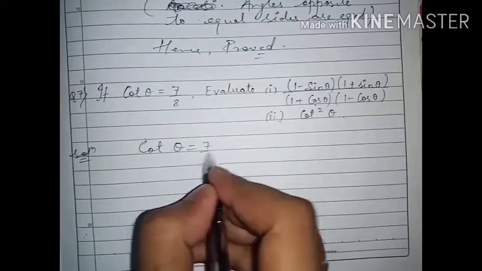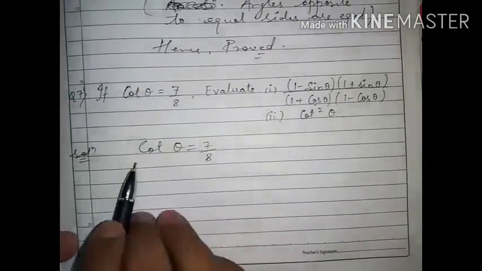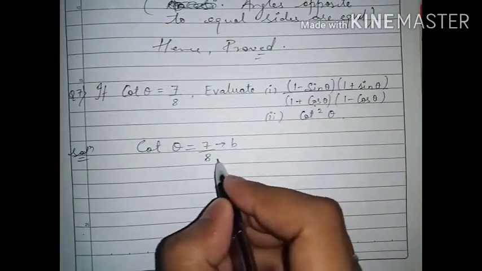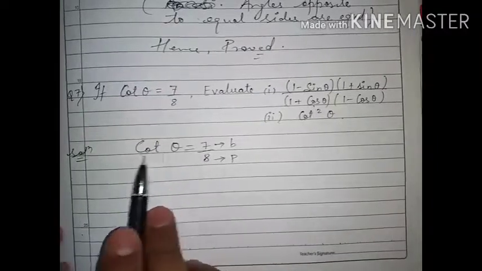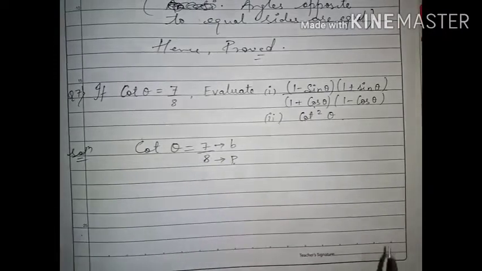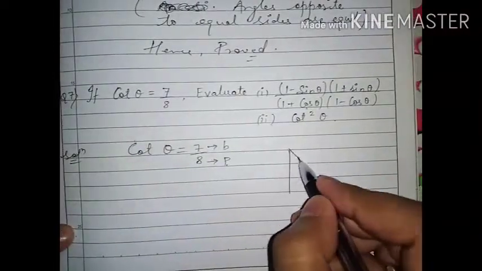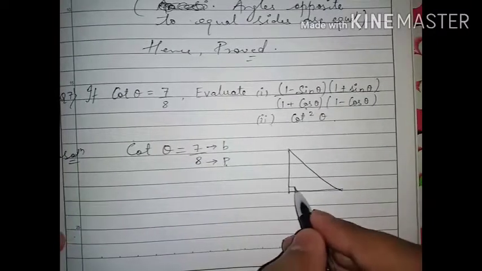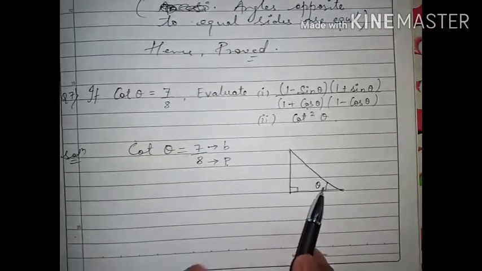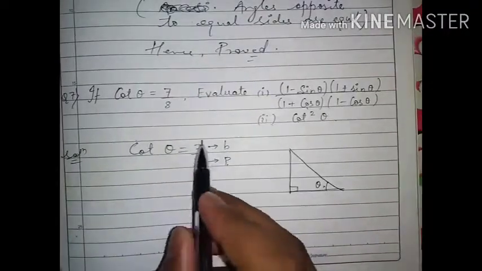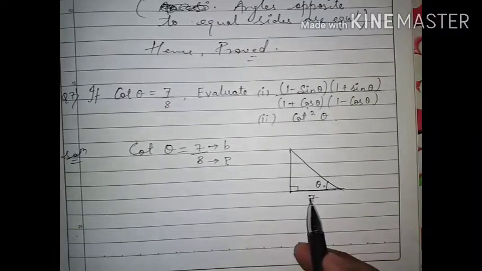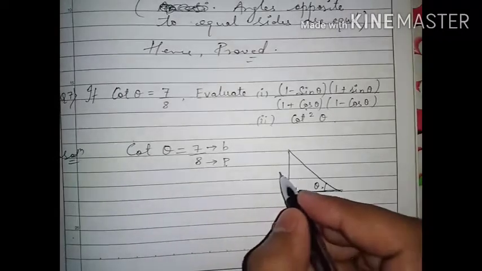Cot theta is given, that is 7/8. So cot theta is what? B by P. Recall this one, that is B and this is P. Remember this, cot theta is always B by P. So here B is 7 and P is 8. Now you have to draw one figure, a right angle triangle. Take it here theta. With respect to this theta, the base is 7. So you will write here, this is the base of this triangle, 7, and the perpendicular is 8. So you will write it here 8.